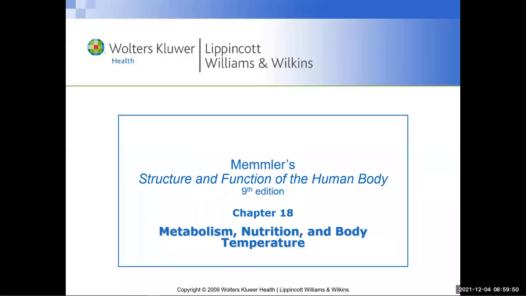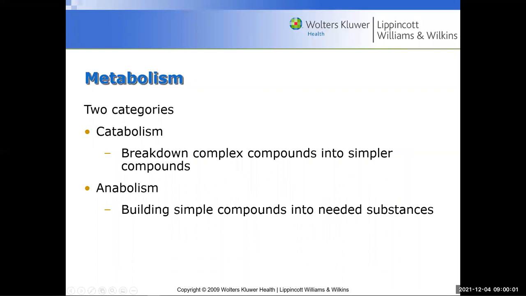There we go. So metabolism, nutrition, specifically metabolism, we'll be having a look at. When you think about metabolism, it has really two categories associated with it, catabolism and anabolism. As the name implies, catabolism is the breakdown, anabolism is the building up. How I remember it, ana and cata, which one is which?